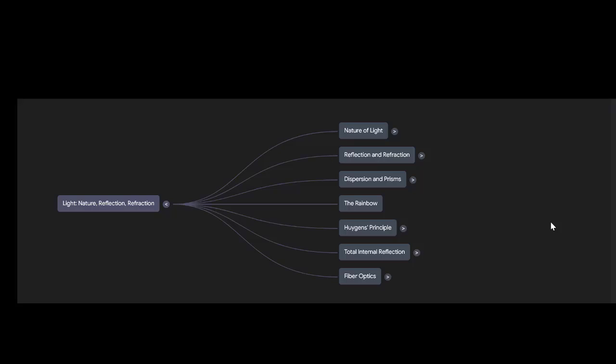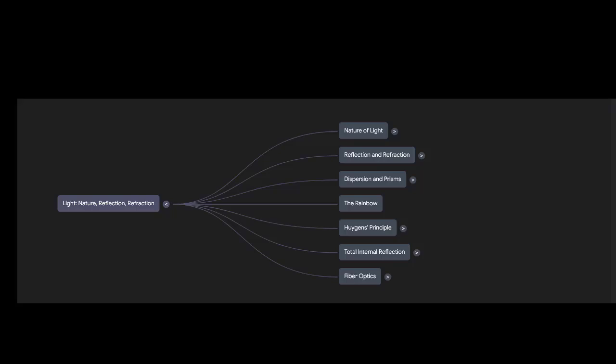Sounds good. Think of it like we're solving a mystery. Why does that straw look bent in water? Why do prisms make rainbows? The clues are right there in the physics. Okay, let's jump right in then. There was this huge debate, wasn't there, ages ago, about what light actually is. Newton versus Huygens. Oh yeah, a proper scientific clash of titans. The Isaac Newton. Hard to argue with him.